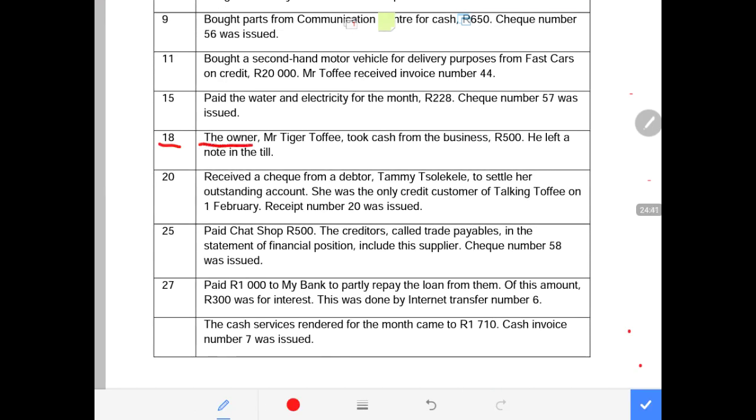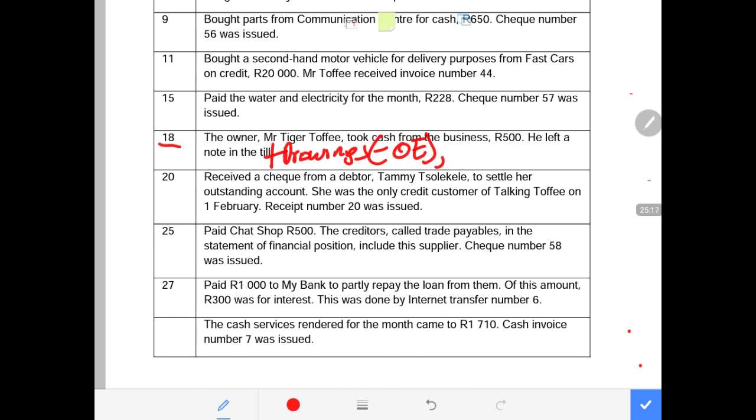It says the owner, Mr. Tiger Toffee, took cash from the business, and the amount that he took is 500, and he left a note on the till that he took money. I don't know what he is going to use the money for, but whenever the owner takes money for personal use, that is called drawings. Therefore, drawings are increasing. Remember, an increase in drawings decreases owner's equity. Owner's equity will decrease by the amount of 500. The details will be drawings.